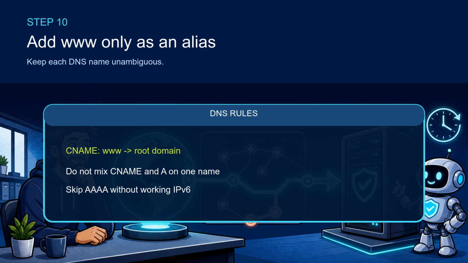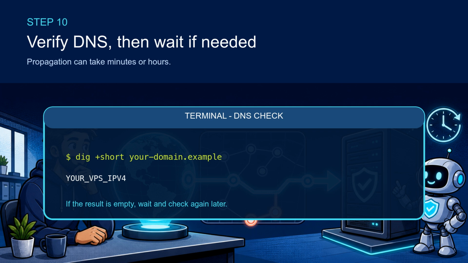Skip quadruple A unless your VPS has working IPv6. Finally, use dig to confirm that the domain resolves to your VPS. DNS changes can take minutes or hours to propagate.